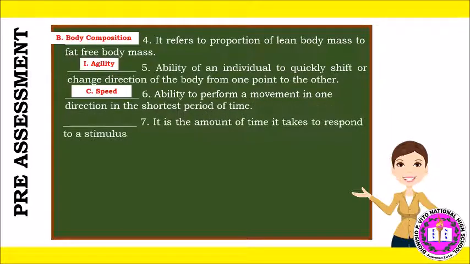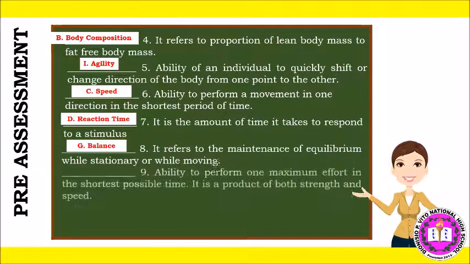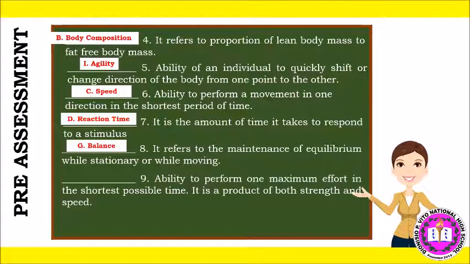Number 7. It is the amount of time it takes to respond to a stimulus. D, reaction time. Number 8. It refers to the maintenance of equilibrium while stationary or while moving. The answer is letter G, balance. 9. Ability to perform one maximum effort in the shortest possible time. It is the product of both strength and speed. The answer is letter F, power.